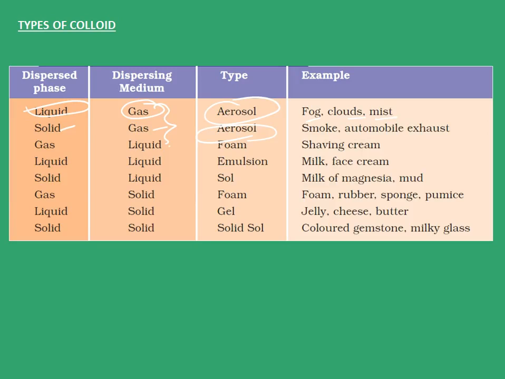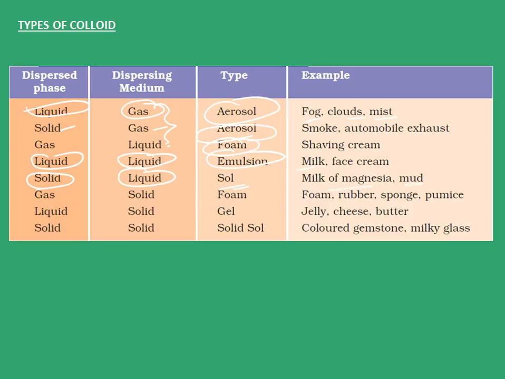When the dispersing medium is liquid and the dispersed phase is gas, it is called foam. When the dispersion medium is liquid and the dispersed phase is also a liquid, it is called an emulsion. For example, milk and face cream. When the dispersing medium is liquid and the dispersed phase is solid, it is called sol. For example, mud and milk of magnesia.